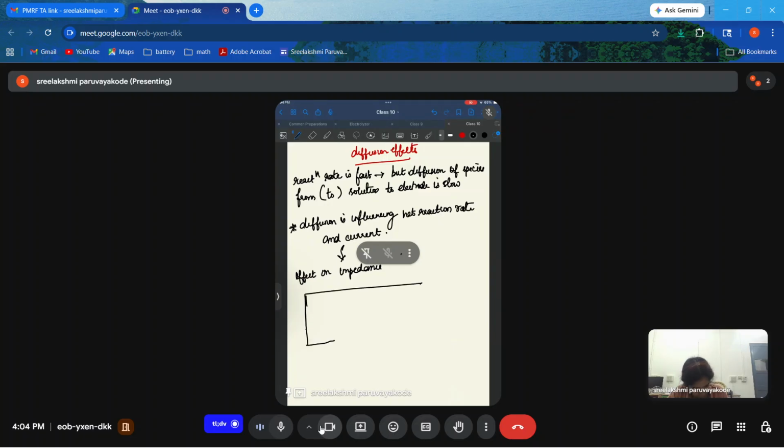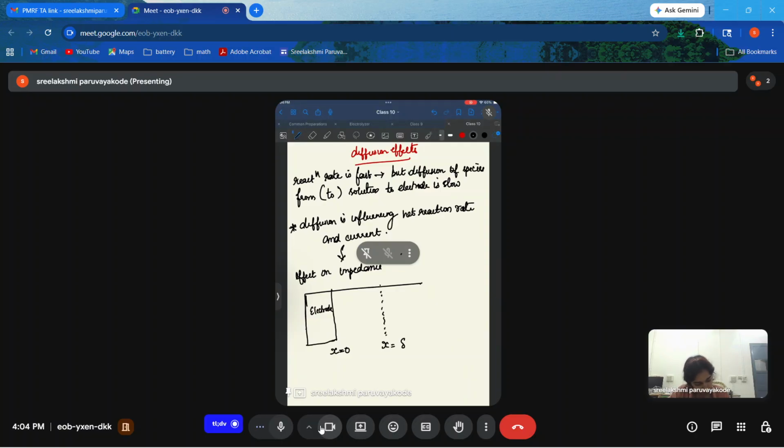Okay. You have the electrode. Okay, this is the electrode, and you have one boundary at the electrode surface. This is the electrode surface, and you're giving a boundary at x equal to 0. And another boundary is at a finite distance, at some distance. Let's say that is delta.